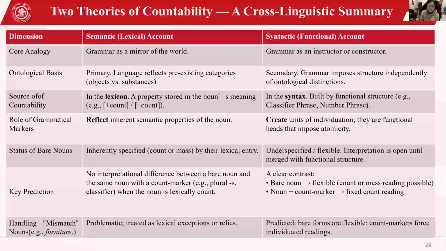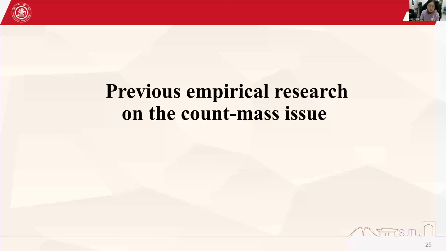So let's summarize. We have talked about semantic count versus syntactic count. They have different ontological bases, different roles of grammatical markers, and a different status of bare nouns. So let's move on to the empirical research on the count mass issue.